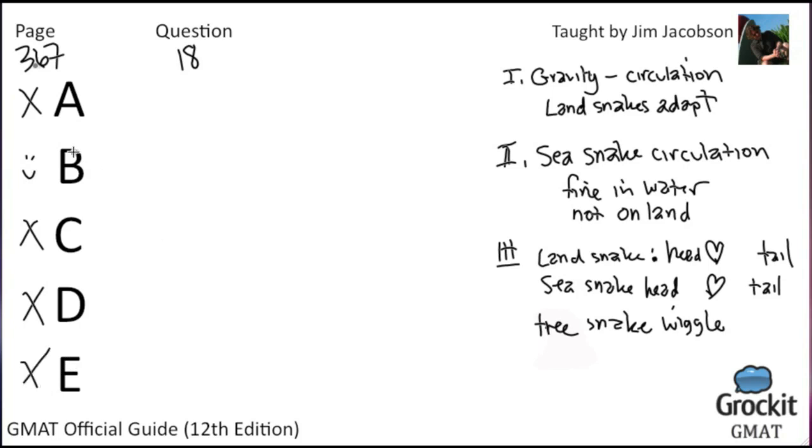So that leads us back to B, that basically taking a sea snake out of the sea highlights just how well the snake has adapted to the sea, and that's where choice B is basically the generalization of that specific example. So B for number 18.